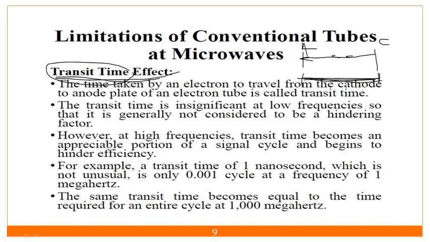So what exactly does it show us? Suppose the transit time is very small, meaning very little time is required for the electron to travel. Then the anode and cathode become effectively short circuited. This happens when you increase the frequency a lot, as with microwaves.